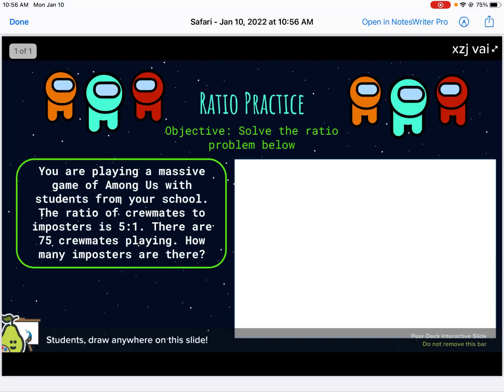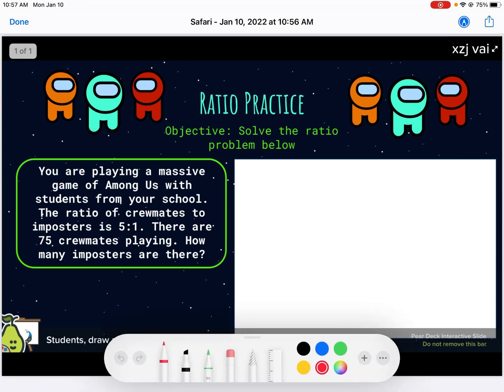Let's work through another ratio problem. All right, remember the first thing we're going to want to do is identify key pieces of information in this text. So it says you're playing a massive game of Among Us with students from your school. The ratio of crewmates to imposters is 5-1. There are 75 crewmates playing. How many imposters are there?